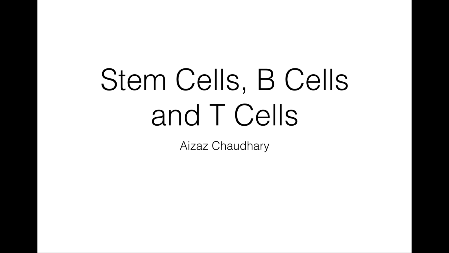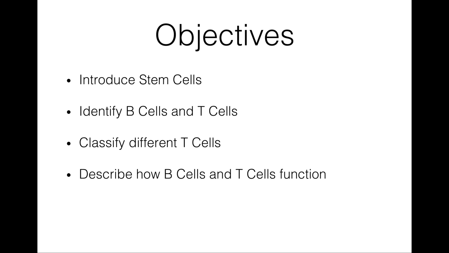To understand Group 1A's paper, we must have an understanding of B cells and T cells, but we cannot do so without also having an understanding of stem cells. So hopefully by the end of this presentation, these subjects will be a little more clear because we will have introduced stem cells, we will have identified B cells and T cells and their receptors, we will have classified different T cells, and we will have described how B cells and T cells function.